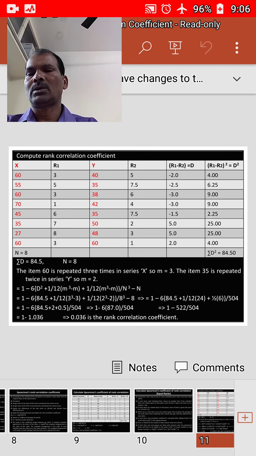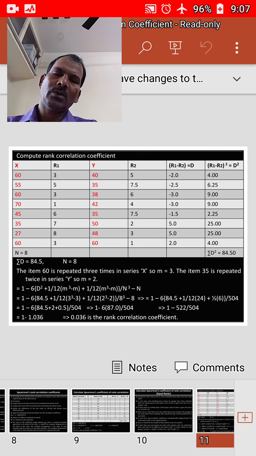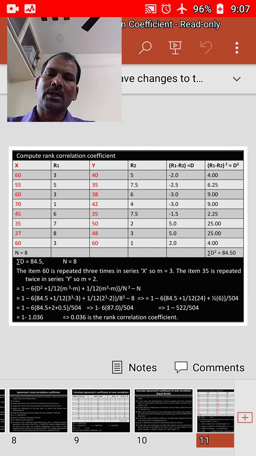Then (r1 minus r2) whole square equals d square. That is, 2 whole square is 4, 2.5 whole square is 6.25, 3.0 whole square is 9, minus 3.0 whole square is 9, minus 1.5 whole square is 2.25, 5 whole square is equal to 25, 5 whole square is equal to 25, 2 whole square is equal to 4. We got these values. Now we need to add all the values of the d squares, that is sigma d square. We got 84.5 by adding all the values of d square.